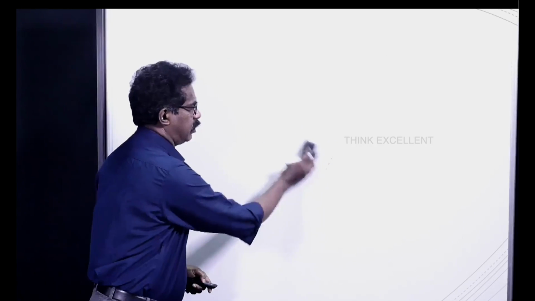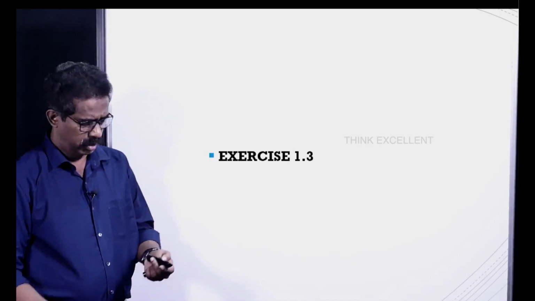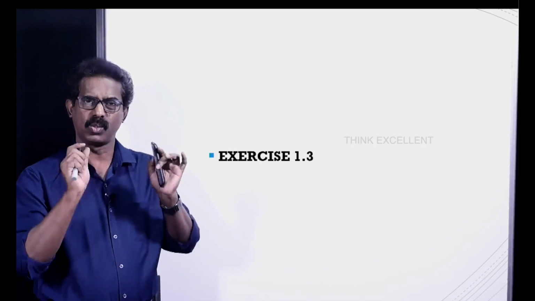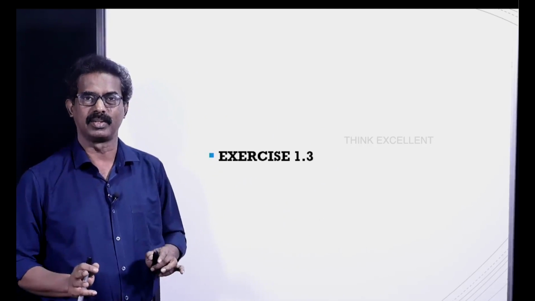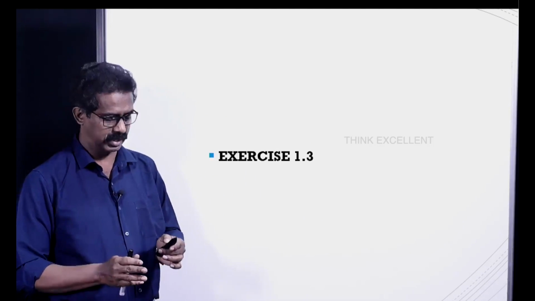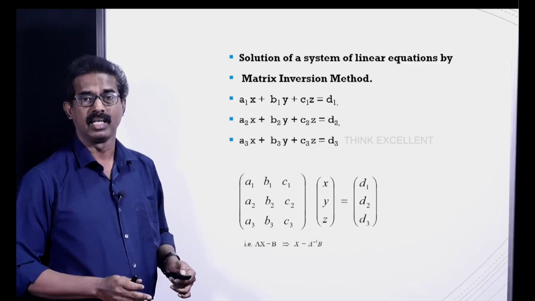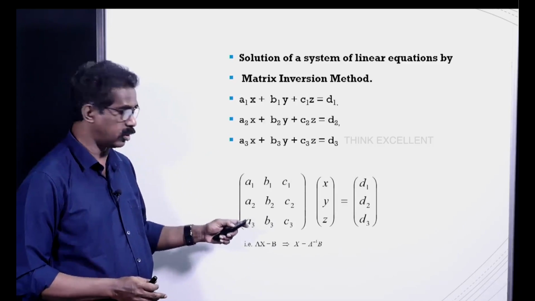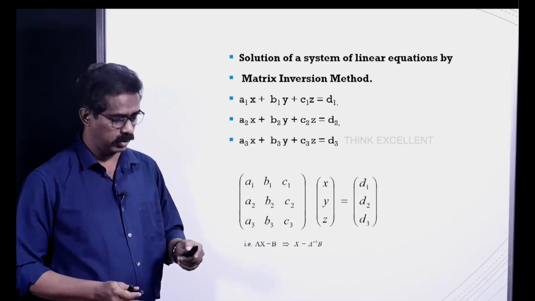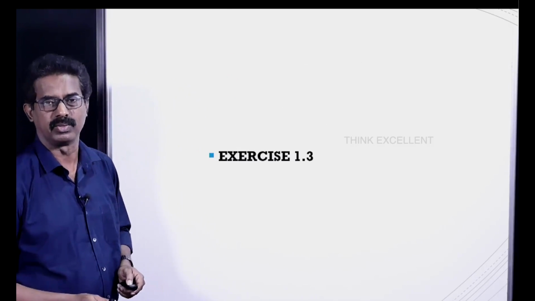So now we go for exercise 1.3. For this exercise, this is the only result you remember. Okay, how to solve the equation using matrix inversion method. For that, if the equation is Ax equal to b, then x is equal to A inverse into b. That's the only thing. So it's a very simple thing. Let us see a few sums.